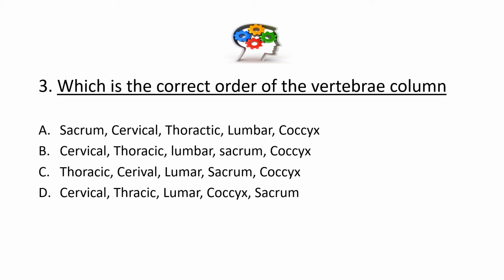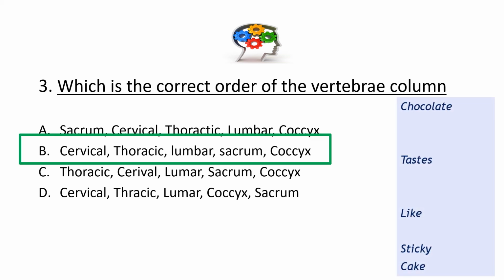Next question. Which is the correct order of the vertebral column? So thinking about the correct order, I'll give you a clue here. Go top to bottom. Think of that phrase that I tried to get you to remember so you could know which order they come in. A, B, C, or D. Answer is about to come up. It is of course B. Chocolate tastes like sticky cake.